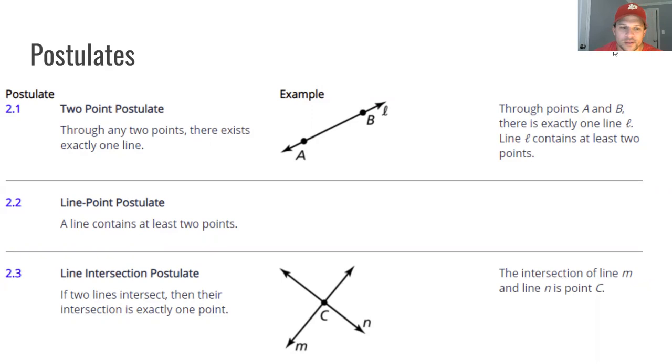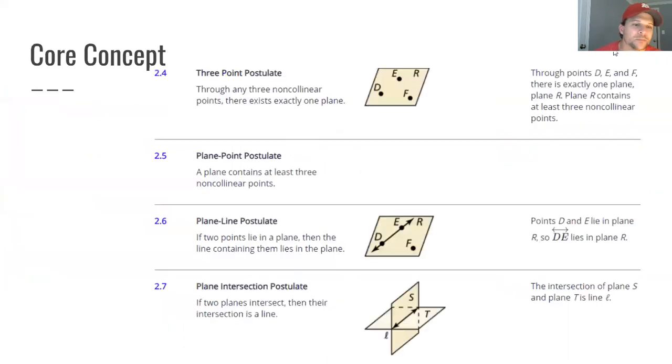Pretty self-explanatory. Then kind of thinking in reverse order, starting with a line. In order to have a line, it must contain at least 2 points. There could be more, but at least 2 points is the bare minimum. Line intersection postulate says that if two lines intersect, then their intersection is exactly 1 point. There's no gray area of how long or how big the overlapping region is. It is exactly 1 point, and in that diagram it's labeled as point C.